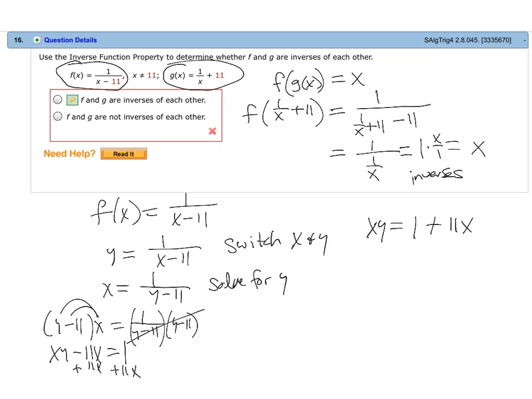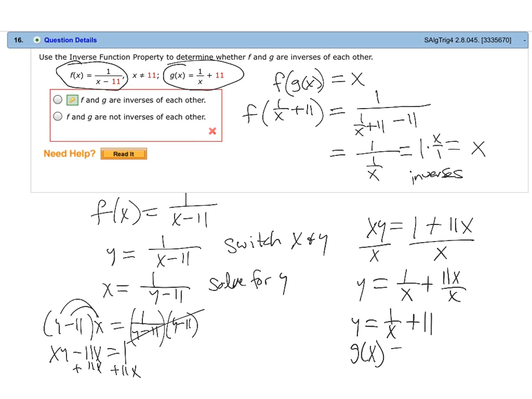Now, in order to solve for y, we will divide both sides by x, and this of course assumes that x is not 0, and we would have y equals 1 over x plus 11x over x when we separate this into two fractions with a common denominator. The x's would cancel in the second term, so we would have y equals 1 over x plus 11, which is equal to g of x.